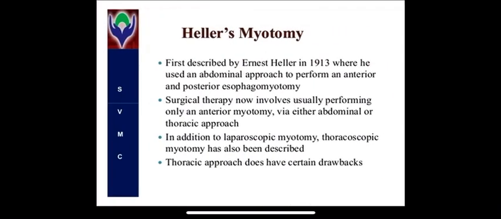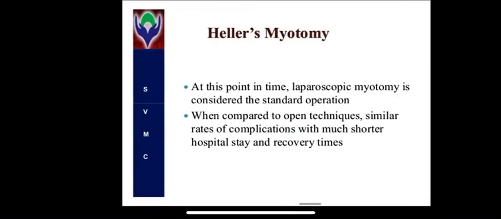Heller's myotomy was first described by Ernest Heller in 1913, where he used an abdominal approach to perform an anterior and posterior esophagomyotomy. Surgical therapy now usually involves performing only an anterior myotomy via either an abdominal or a thoracic approach. In addition to laparoscopic myotomy, thoracoscopic myotomy has also been described. The thoracic approach does have certain drawbacks of higher mortality and morbidity when compared to abdominal cardiomyotomy.